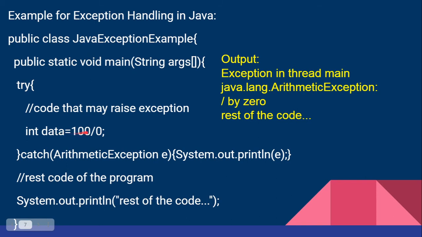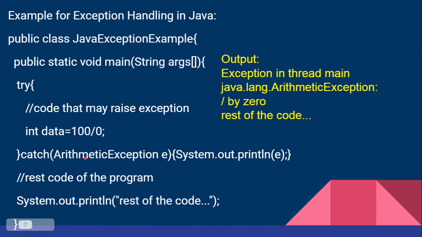int data equals 100 by 0. Here we come across the problem of divide by 0, because once you divide by 0 the answer will be infinite. That infinity cannot be represented in the system. So that will cause an exception while doing the arithmetic expression evaluation. So the catch block gives the name of the exception within the brackets.